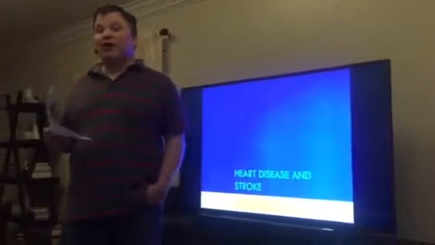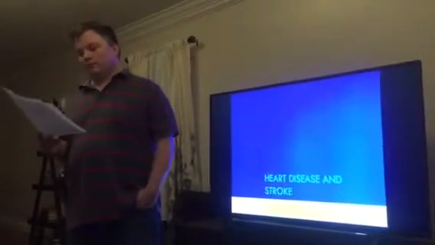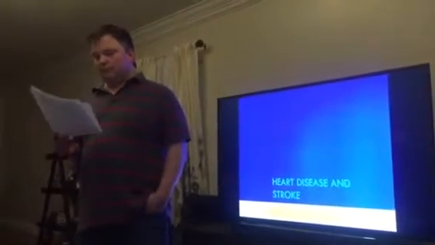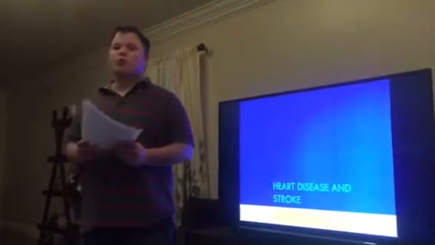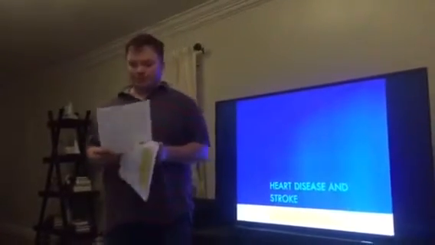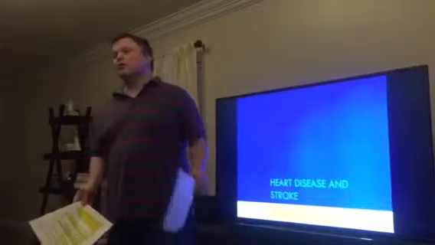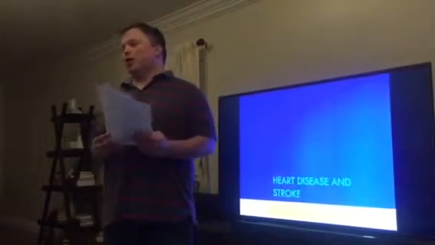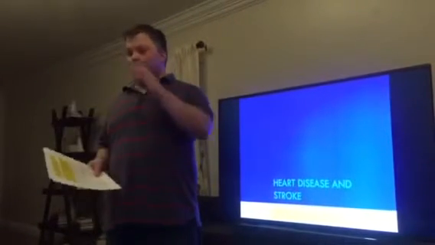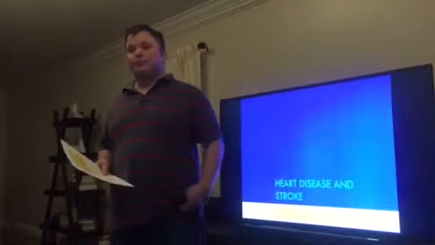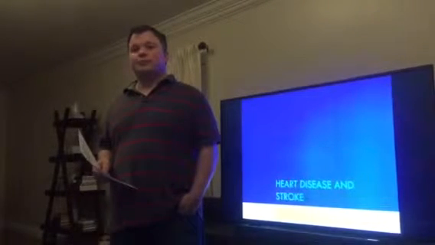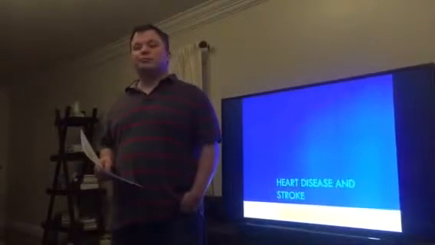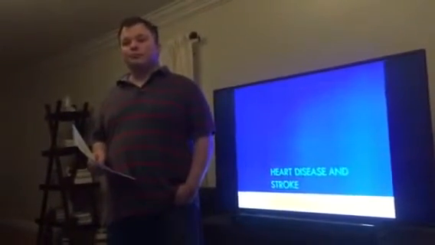List the parts of FAST. Face droop, arm weakness, speech, time to call 911. Very good. And who is at risk for heart disease and stroke? Everyone. Okay. What is a stroke? Brain attack. Okay, can anyone tell me what a brain attack is? You either have a blockage in your brain, so blood can't get through the vessels, or you have a rupture in your vessel and it bursts blood everywhere. Very good.